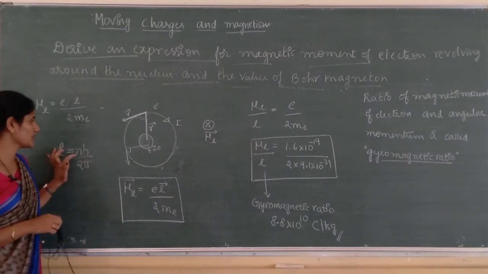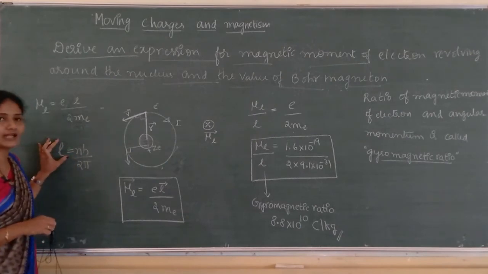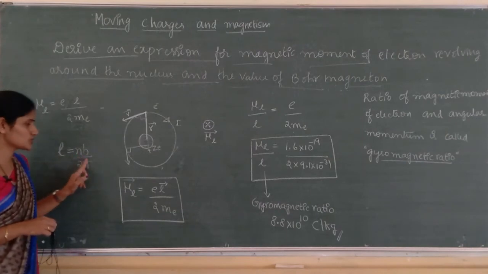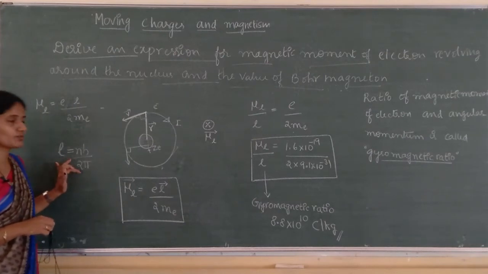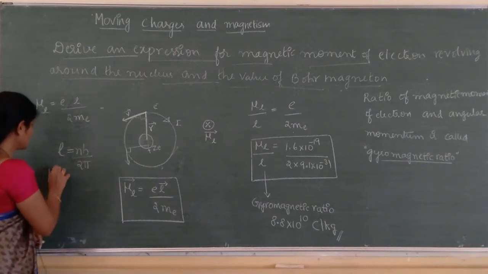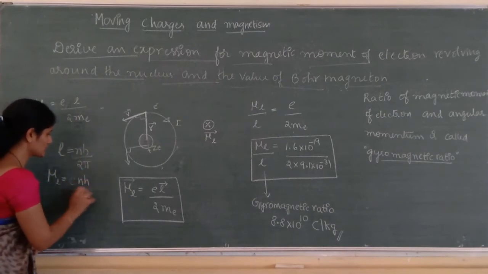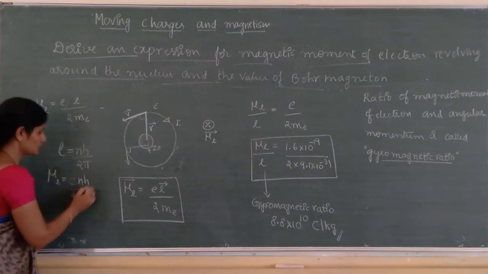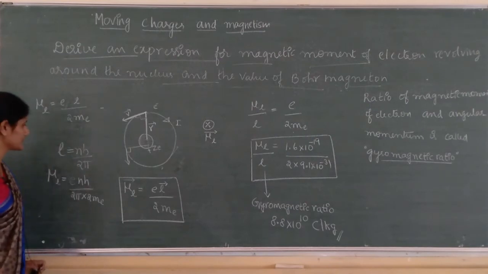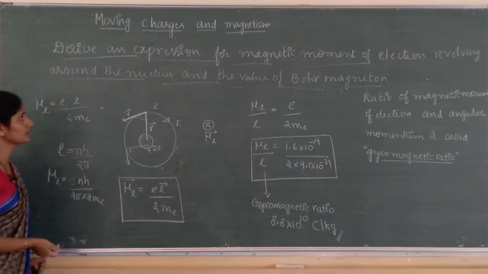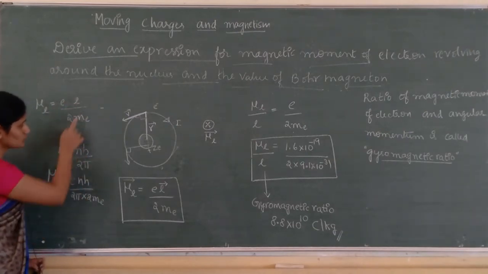Or in other words, the stationary orbits are those for which the angular momentum L is the integral multiple of h by 2 pi. So, L is equal to nh by 2 pi. Mu L is equal to E into L divided by 2me. According to Bohr's postulate, L is equal to nh by 2 pi. Let us substitute for L.